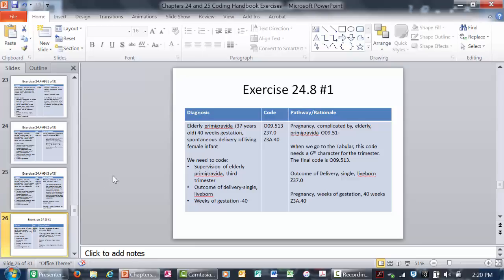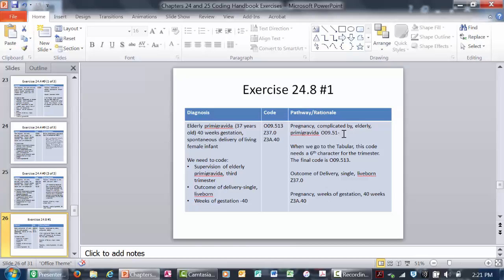Okay, let's look at this one. An elderly prima gravida, 37 years old, 40 weeks gestation, spontaneous delivery, living female infant. You notice this time it didn't say live born, it says living. So sometimes your words are a little bit different, but you know what they mean. You're going to code supervision. Believe it or not, a woman who is 37 years old is considered a high-risk pregnancy. So that is why we fall into a special code here. The outcome of delivery and the weeks of gestation are here.